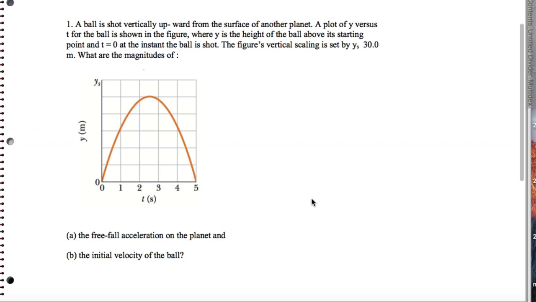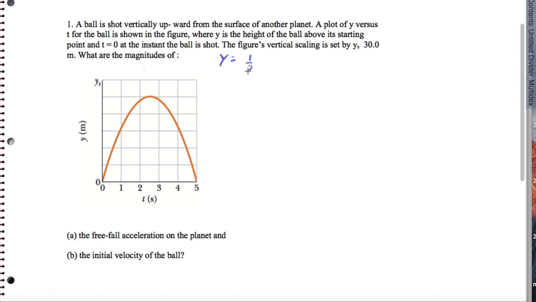A ball is shot up vertically from the surface of another planet. Oh boy, there are a lot of ways we could do this problem. We want to come up with the equation of motion for this thing. So let's be clear. Eventually, we want our equation to look like this.